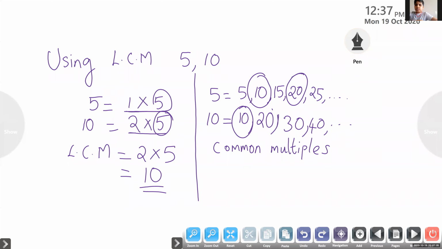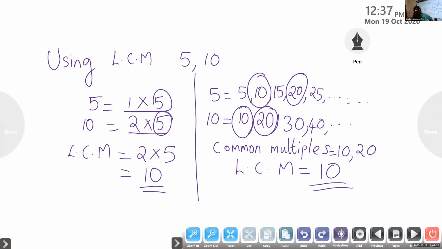20 also here. We have not written all the multiples; we cannot write all of them. So we will write certain numbers, 10 and 20. Now from here, which is the least common multiple? 10. So using the prime factorization method we got 10, and by writing all the multiples, finding the common multiples and the LCM, we also got the same number.